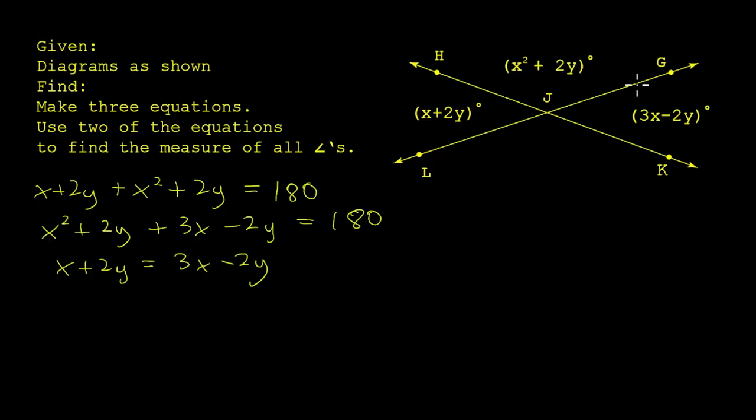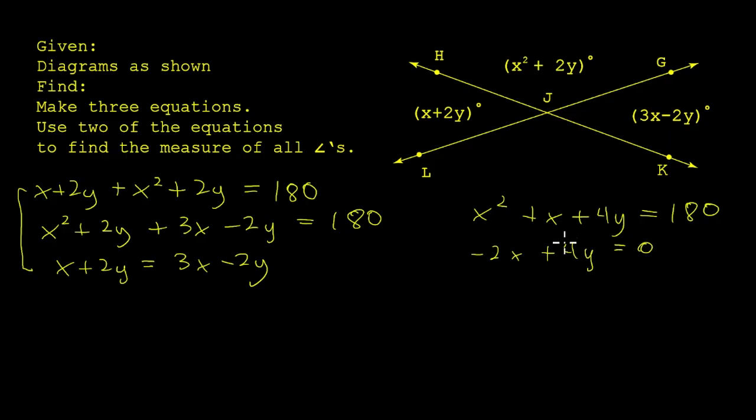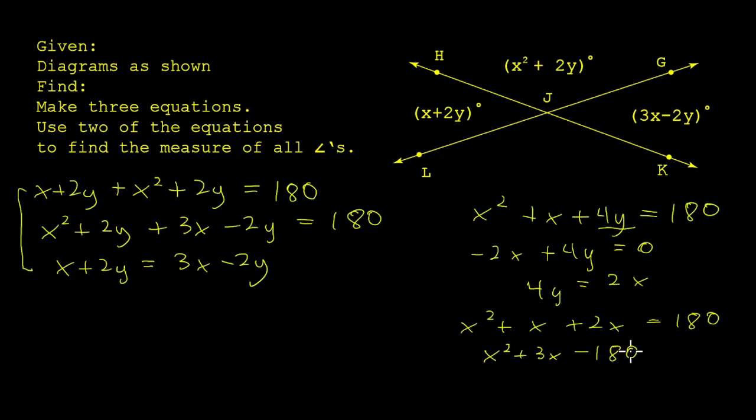Now, we have two unknowns, so we need two. We can use any two of the equations, so let's use these two. So we have x squared, collecting like terms, plus x plus 4y equals 180. And down here we have negative 2x plus 4y equals 0, collecting terms on this side. Now you'll notice that there's a 4y in here, so we can solve this. 4y equals 2x, then x squared plus x plus 4y, which is then plus 2x equals 180. So then x squared plus 3x minus 180 equals 0.